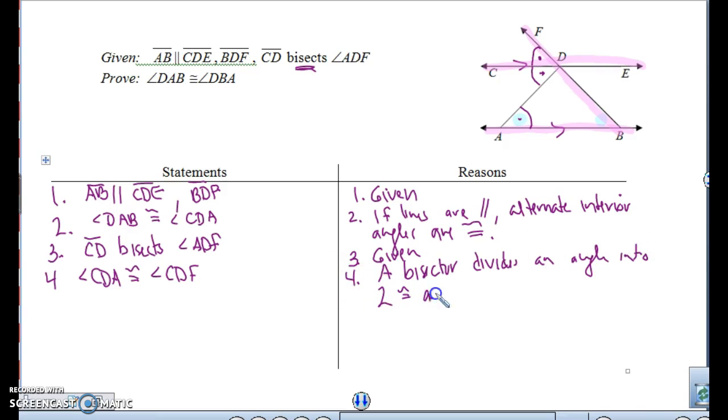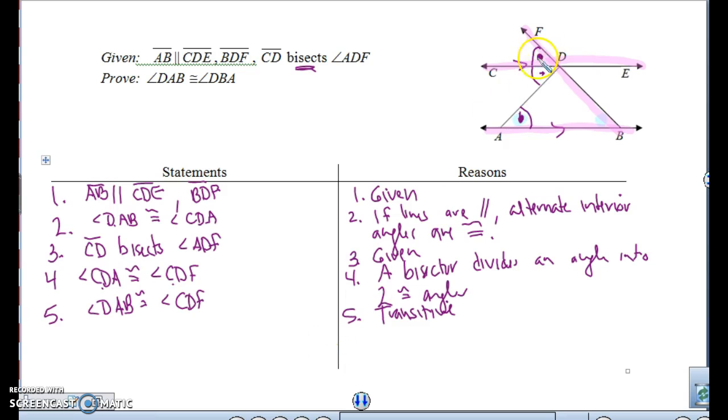Now, we have a relationship between these two angles right here. So CDA is congruent to CDF. All right, and then look at my statements here. DAB is congruent to CDA and CDA is congruent to CDF. So that means angle DAB is congruent to angle CDF using the transitive property. So I've got this angle is now congruent to this angle.